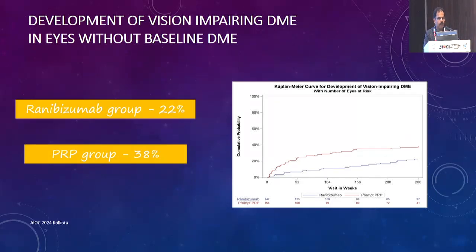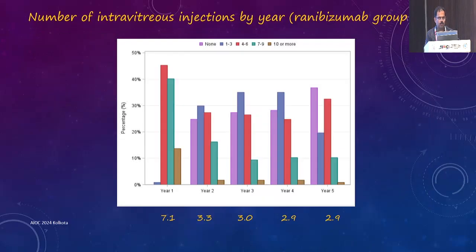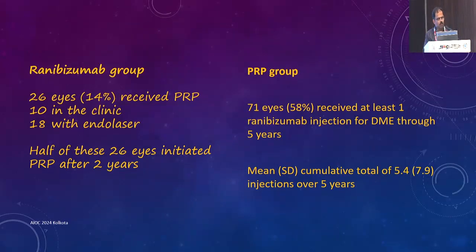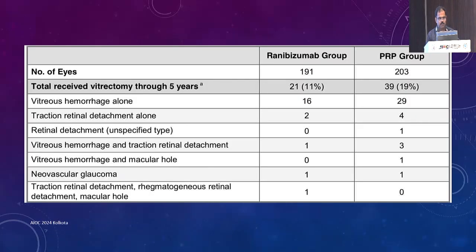Vision-impairing DME was more in the PRP group, almost double in the PRP group alone as compared to the ranibizumab group. So how many injections were required in the first year? There were 3 loading injections, 7 injections, and then you required approximately 3 injections every year. So there were 26 eyes who had to undergo rescue therapy with PRP, and in the PRP group, about 71 eyes or 58% received at least one ranibizumab injection for diabetic macular edema. About 60% of the patients had ranibizumab injections.